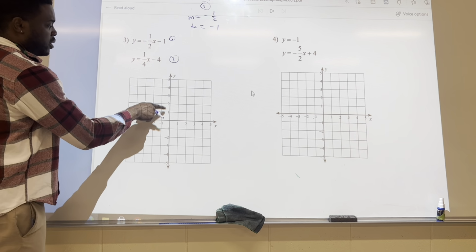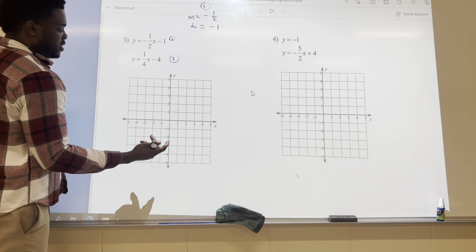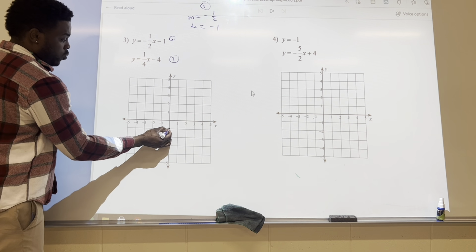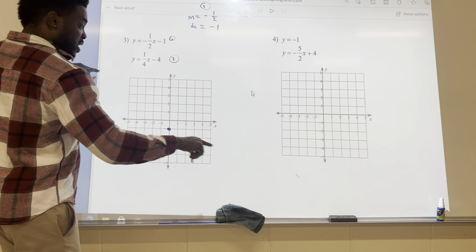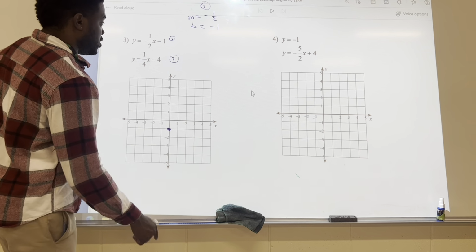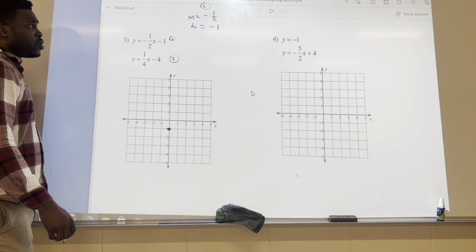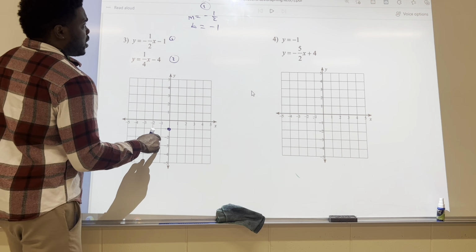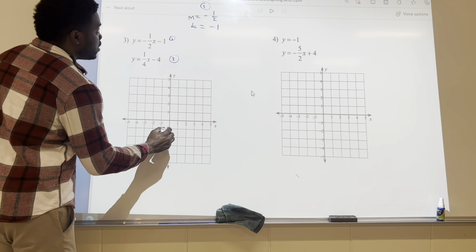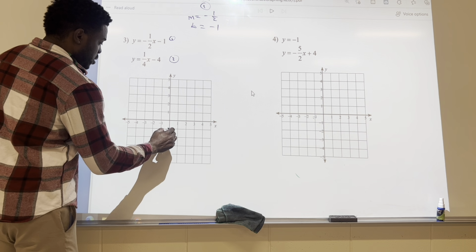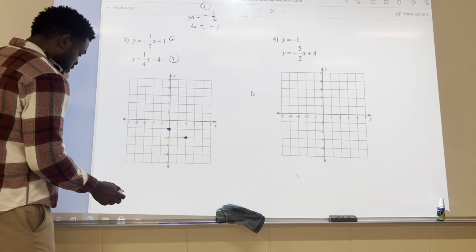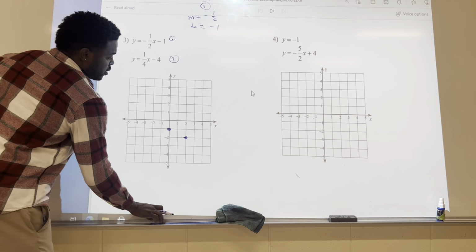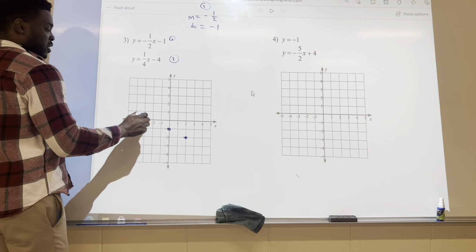We plot the y-intercept, which is negative 1, so my point will be over here, and we know that the slope is negative, so I have to go this way, right? So let's go down 1 and over 2. Down 1 and then over 2, so my point is over here. So you notice that I already have 2 points. Let's get one more point to the left here.